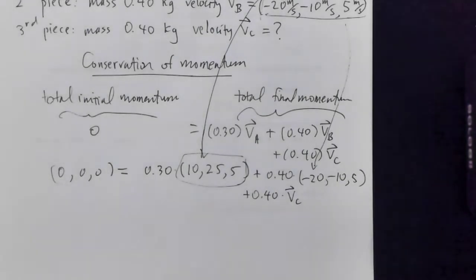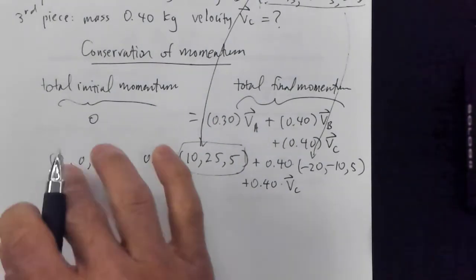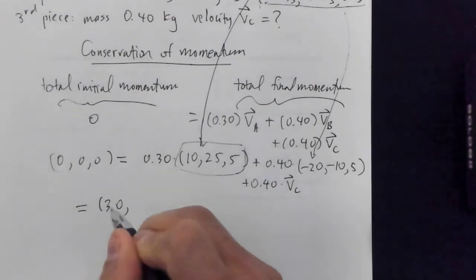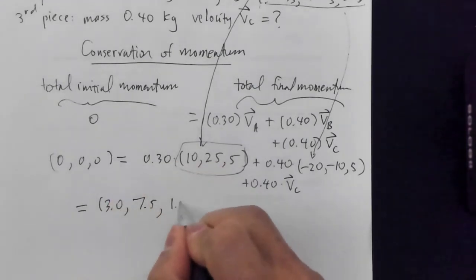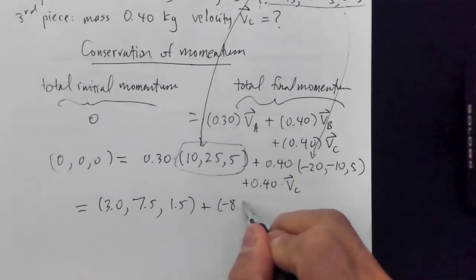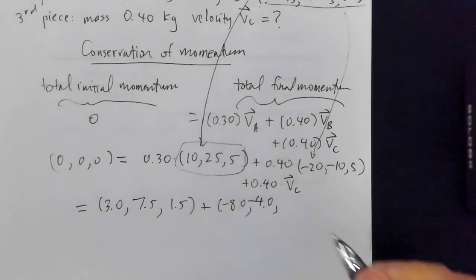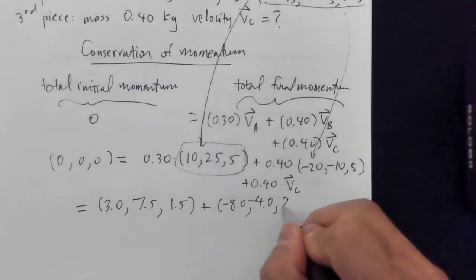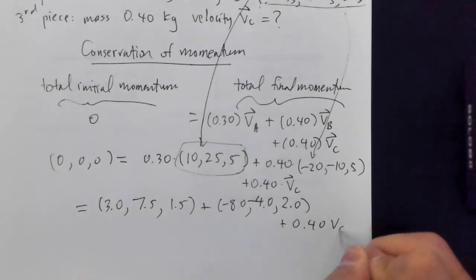Okay. Now, we have on this side all these zeros. And then we multiply 0.3 times 10, so we have 3.0. We have 0.3 times 25, that gives me 7.5. 0.3 times 5 is 1.5. Then I have 0.4 times negative 20, that gives me negative 8. And then we have 0.4 times negative 10, that gives me negative 4. And then we have 0.4 times 5, that gives me positive 2. Okay? And then we have still the 0.40 times VC.